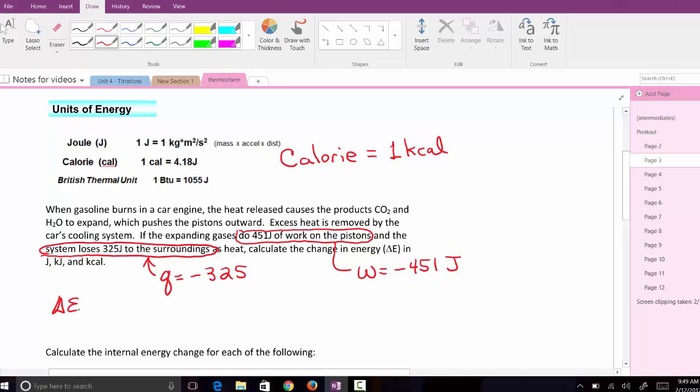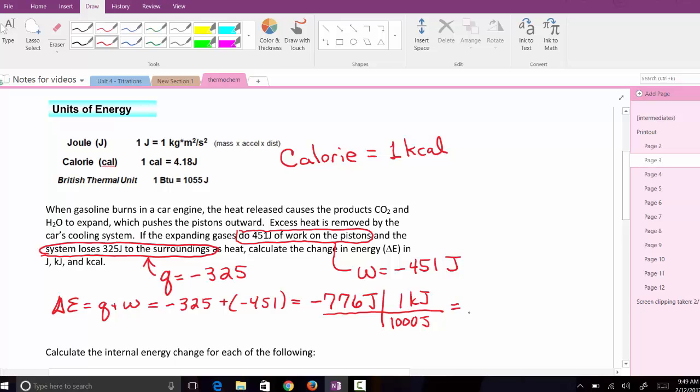So my delta E is Q plus W, which is going to equal negative 325 plus a negative 451. And that's going to give us a negative 776 joules. And then it wanted us to convert that into kilojoules and into kilocalories. So kilojoules, we have 1,000 joules in 1 kilojoule. So that's going to be negative 0.776 kilojoules.